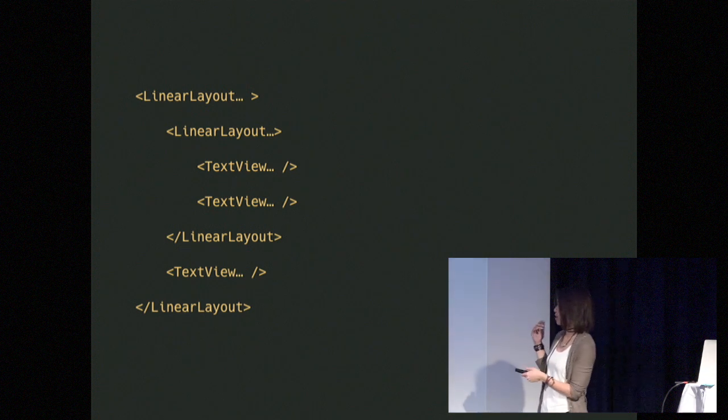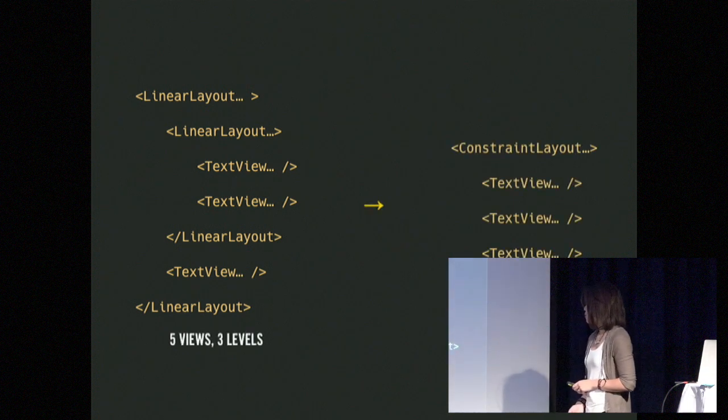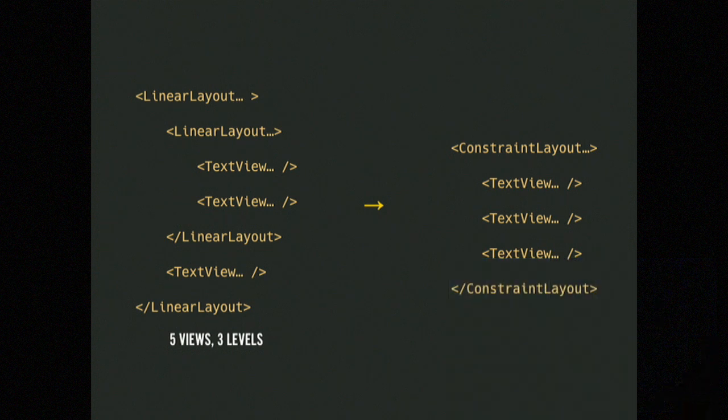And as you can see, I have 5 views and 3 levels. But if I just pick a different layout, say the new constraint layout, I can take that down to 4 views and 2 levels. So as you can see, sometimes just picking the layout that does what you want is easier, and in a sense, being lazy and picking the less work for you can actually make it less work for your application as well.